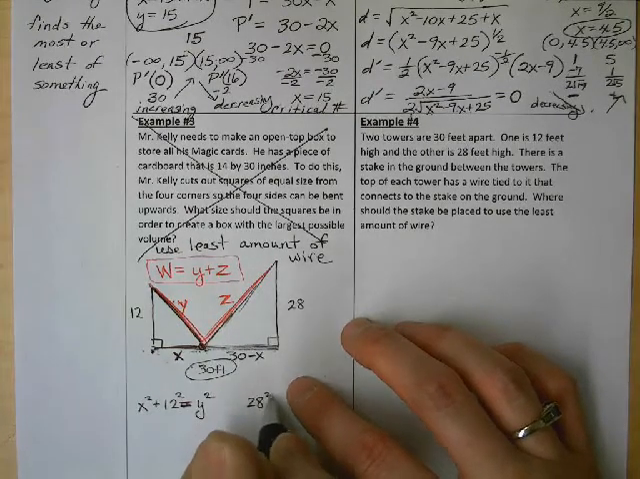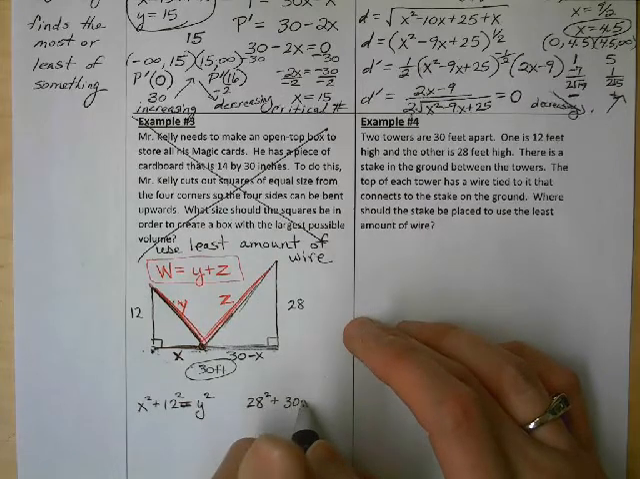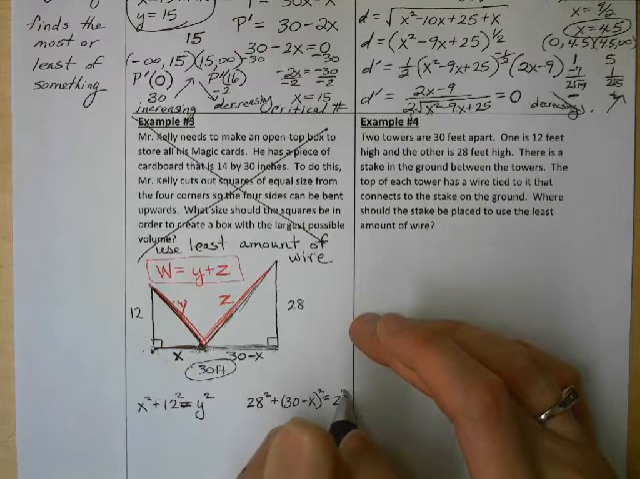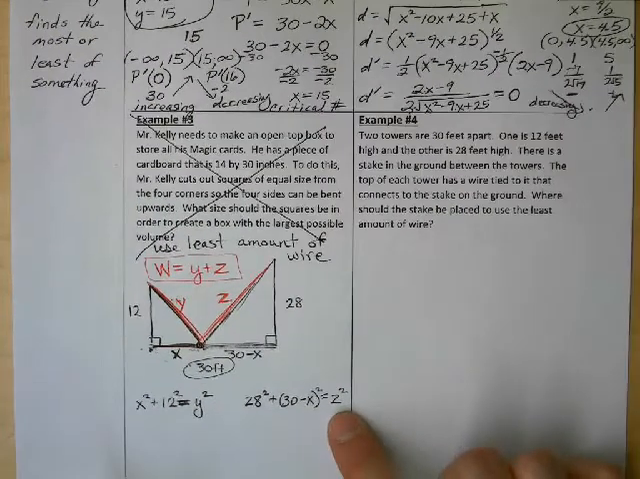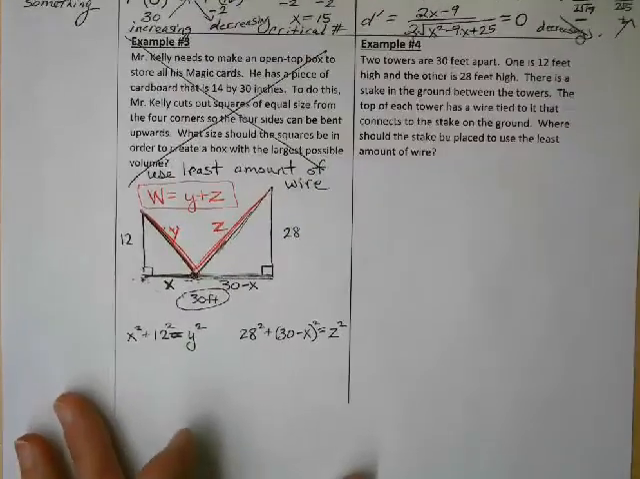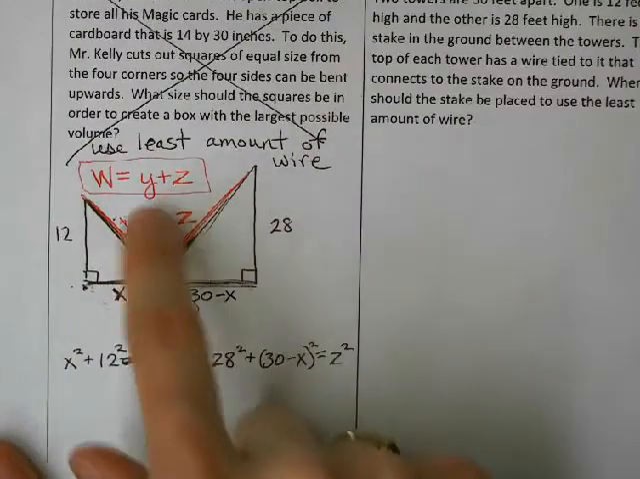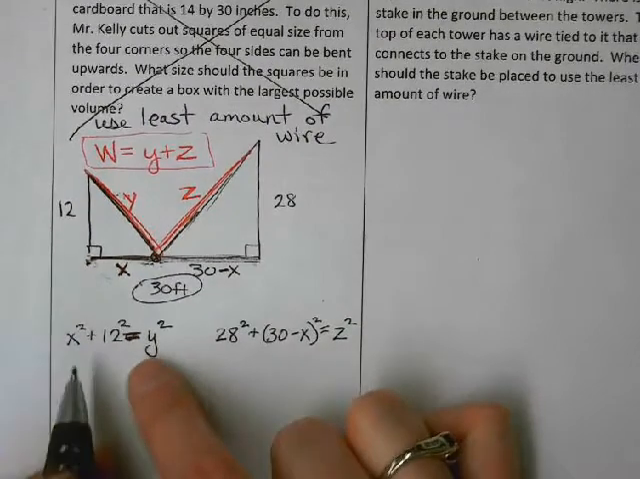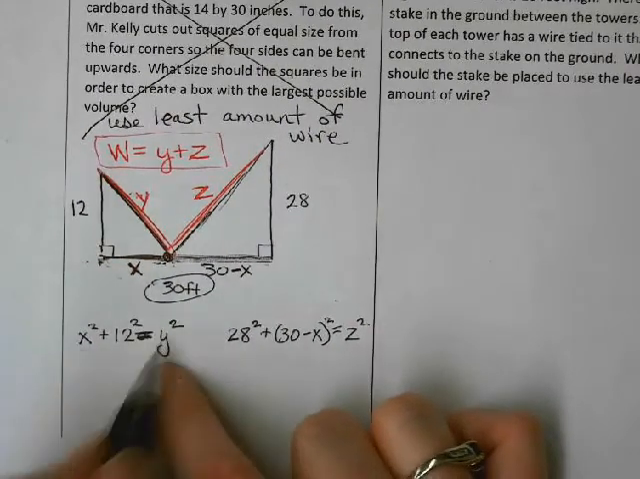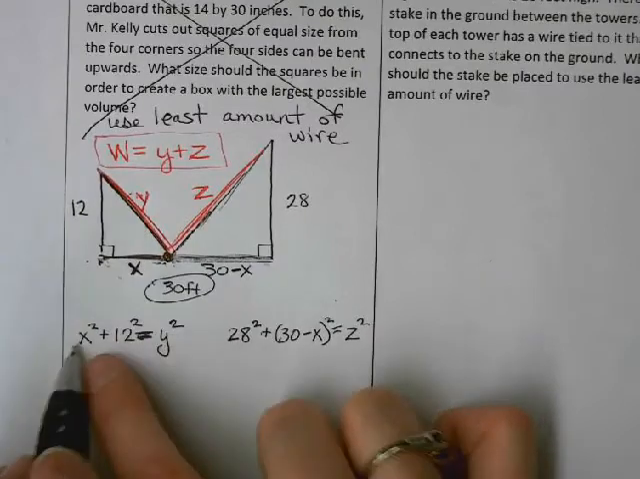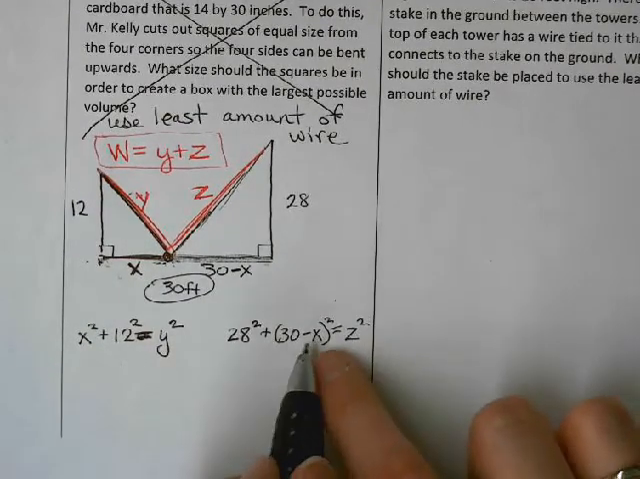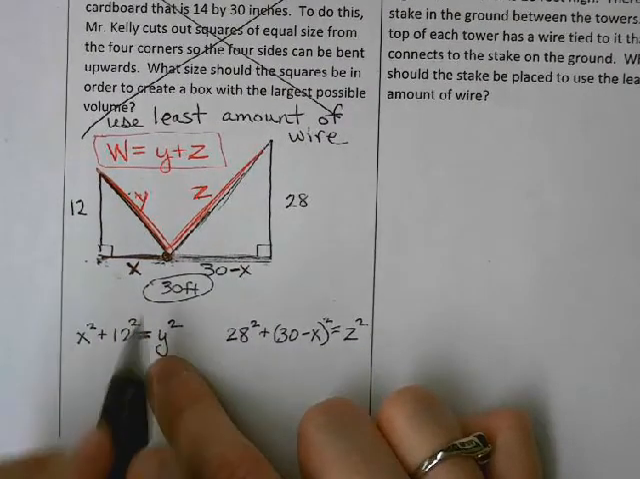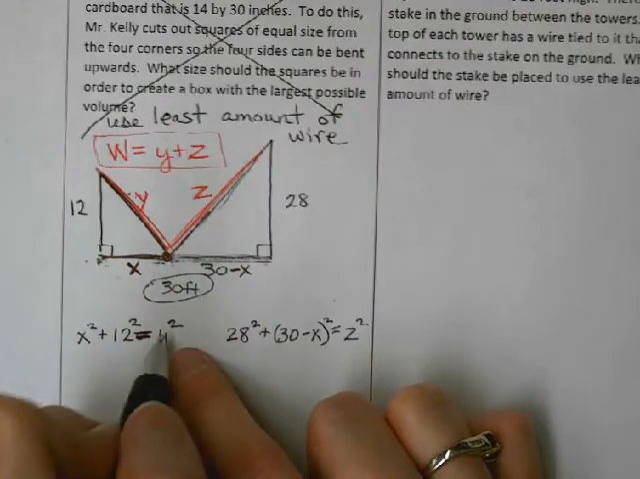28 squared plus (30 minus x) squared equals z squared. So this one's a lot because you have a lot of letters. We have x's, y's, and z's. There's a lot of letters going on here. So this first equation right here has x and y in it. The other equation over here has x and z in it. Oh, it's a lot. I think I could solve this one for y pretty easily.